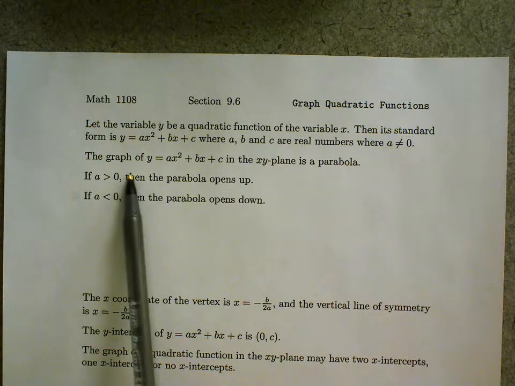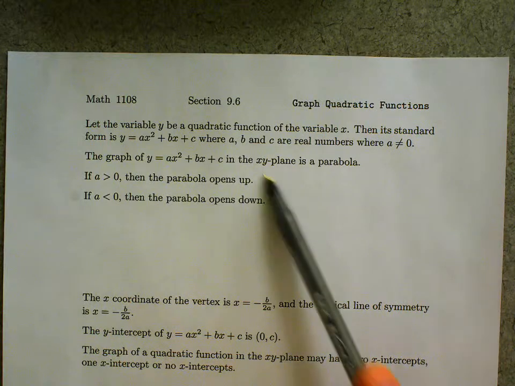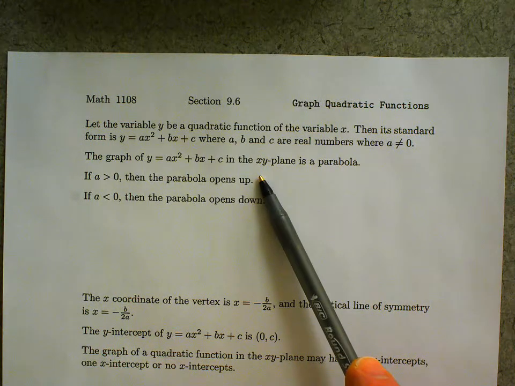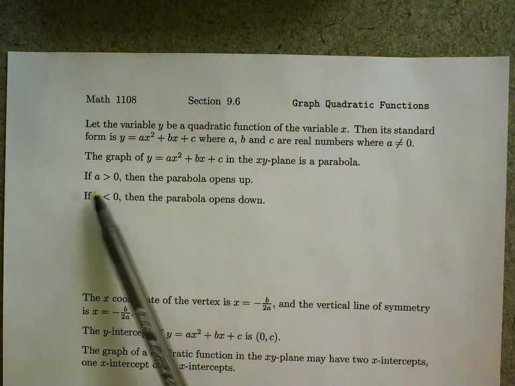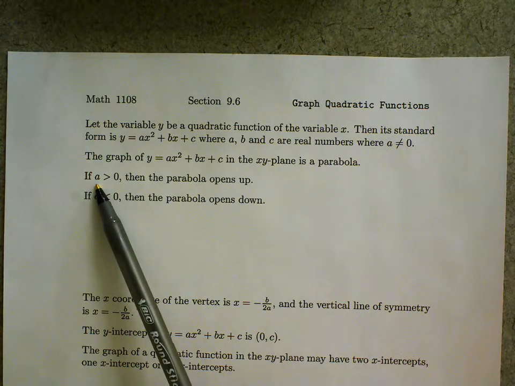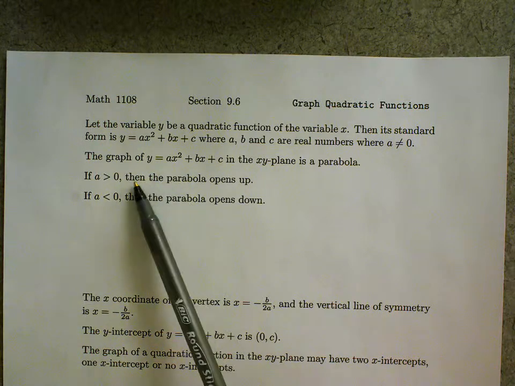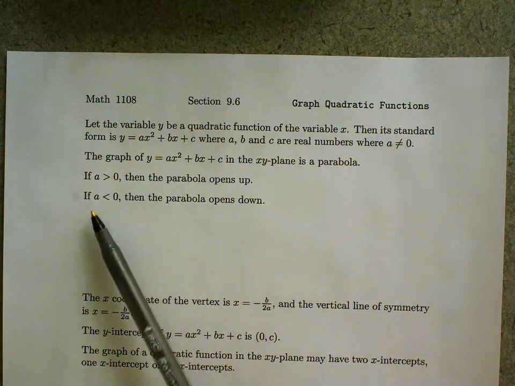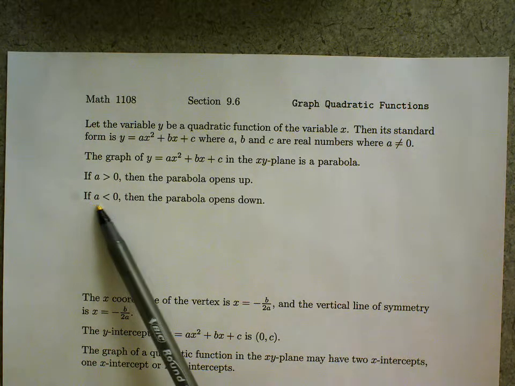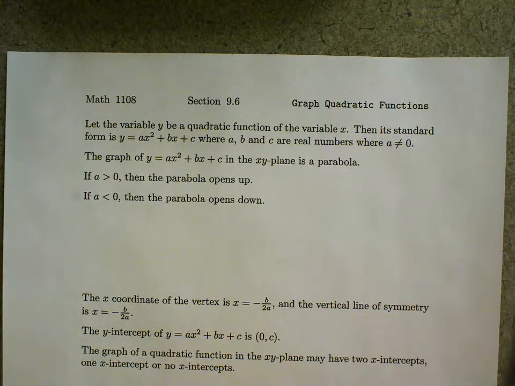The graph of a quadratic function, that is the graph of y equals ax squared plus bx plus c in the xy plane, is a parabola. If the number a is positive, that's the coefficient of the x squared term, then the parabola opens up. And if a is less than 0, then the parabola opens down.